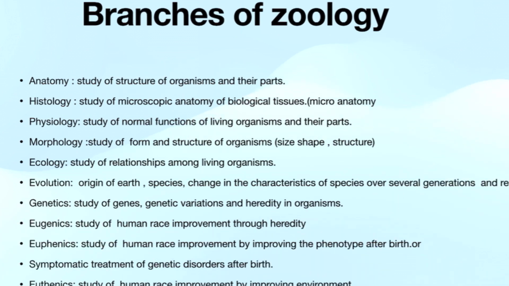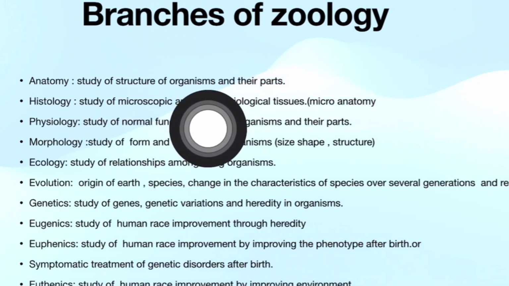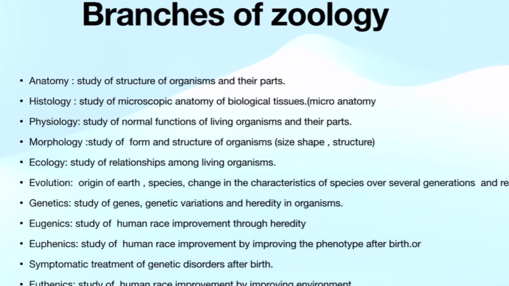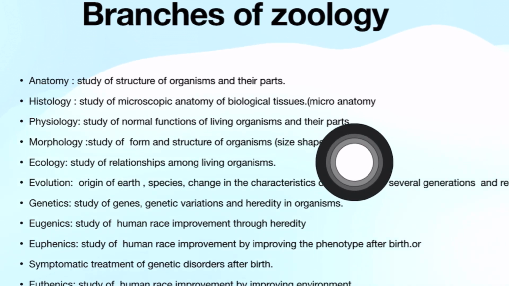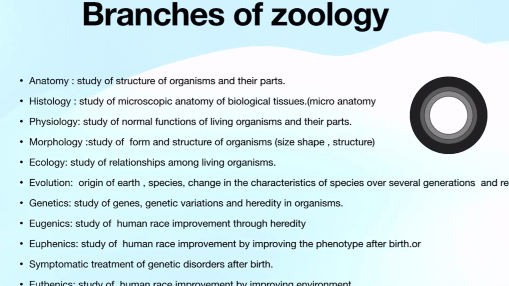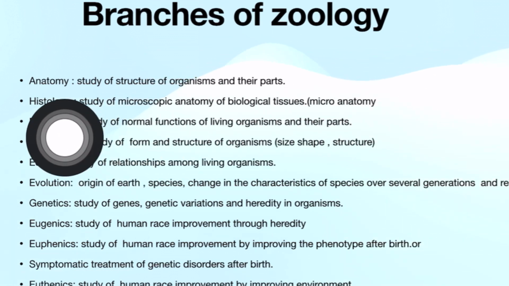Today we will learn some more branches of zoology. So here, first, anatomy. The study of the structure of organisms and their parts is known as anatomy. When we study the visible structures of organisms and their parts, which are visible to the eye, that branch of zoology is known as anatomy.